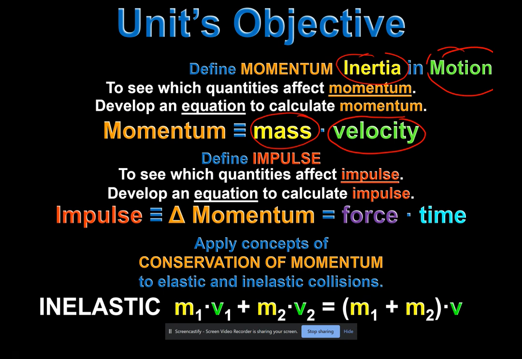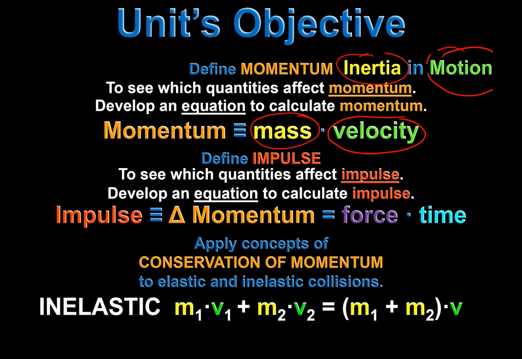Okay. And then we talked about impulse. To see which quantities affect impulse, again, you have to look at your equation. So your impulse is just equivalent to your change in momentum. Basically, how does your velocity change? Does it speed up or does it slow down? And what causes that change? It'd be your force and how long it takes for that force to affect the object.